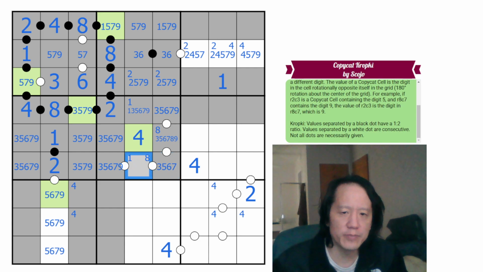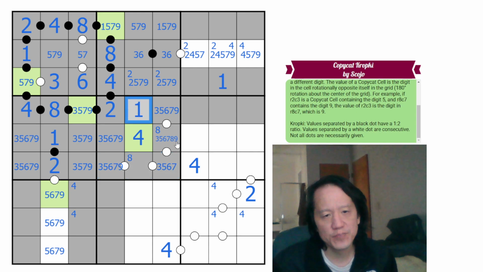Therefore, 1 cannot be here because you can't have continuous 1. 1 can't be continuous with anything but 2, and that's not possible. Therefore, this is a 1. This has to be 5 through 9. So it's either this goes this way 5 through 9 or this way 5 through 9. So this is 5, 6, 7, 8, 9, or 5, 6, 7, 8, and 9, which makes this a 3.